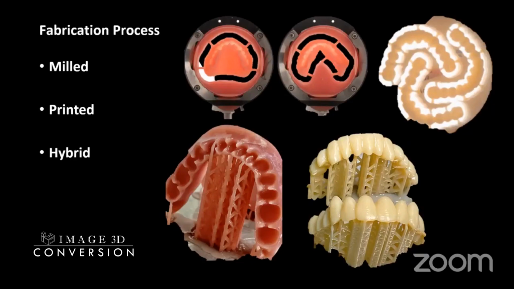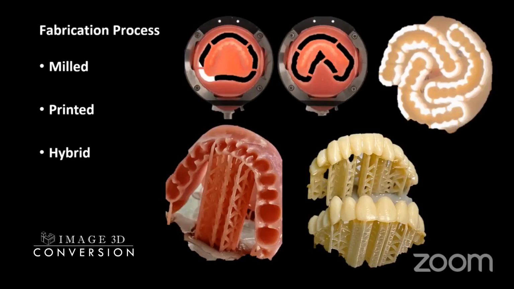And hybrid includes that we can now print the base and mill the teeth. Basically, the milled teeth are more superior than the printed ones. Sometimes there might be small porosities. The material would be porous when we print. So milled teeth are far better than the printed ones.